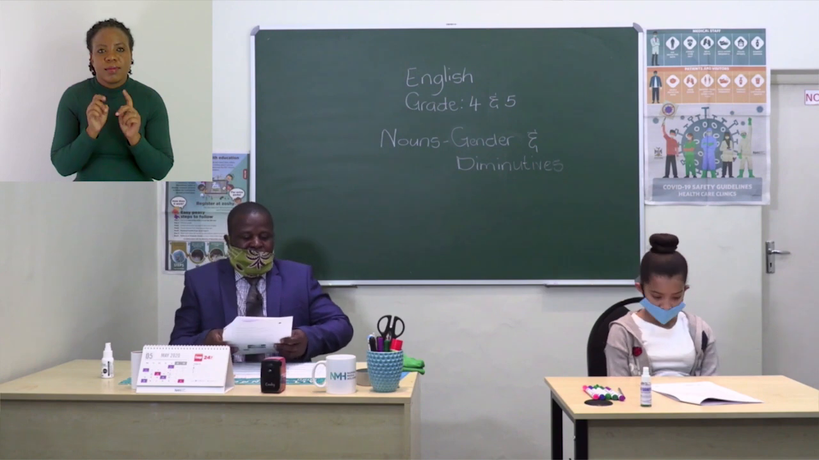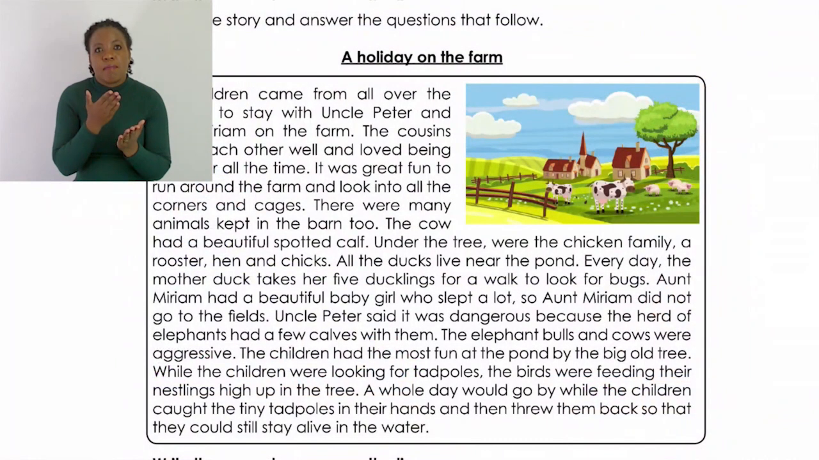Let's turn our books to page 8, activity 5. There, we are having a comprehension. But our comprehension has got a lot to do with our today's lesson, where we are talking about diminutives and gender. But I would like to give you another skill for you to be able to understand comprehension passages. What I do is to read the topic first. Our topic is saying a holiday on the farm.